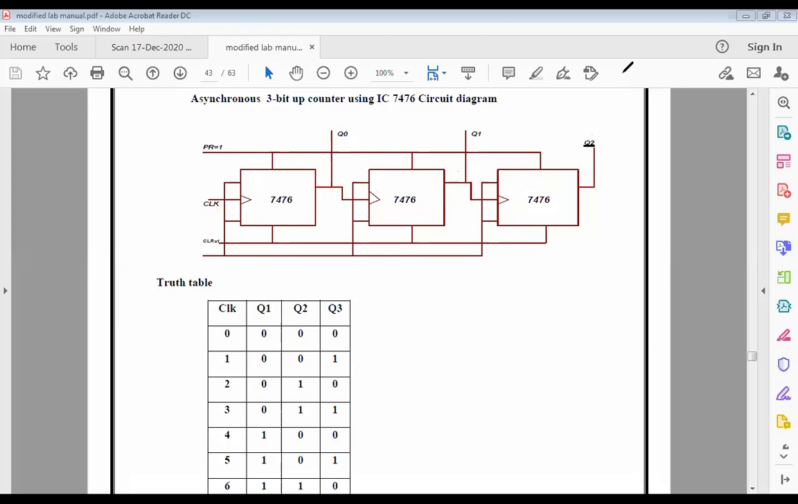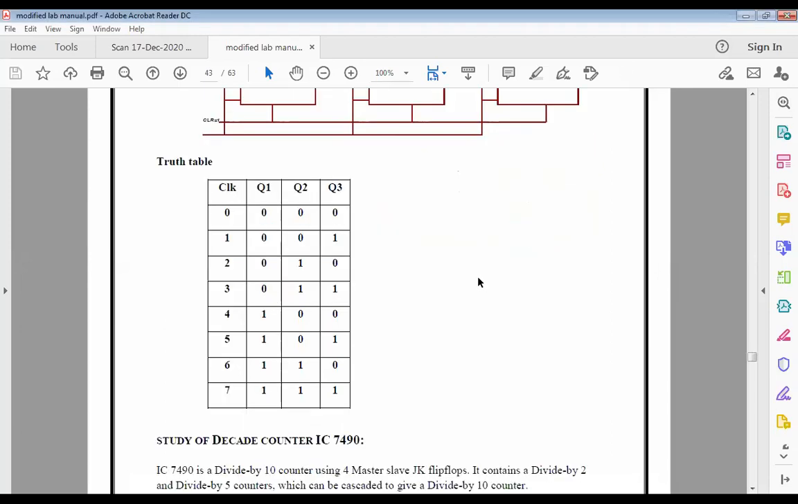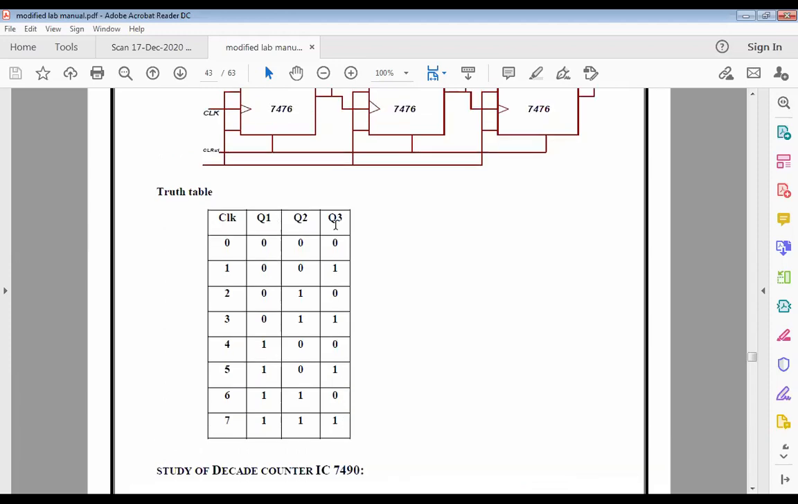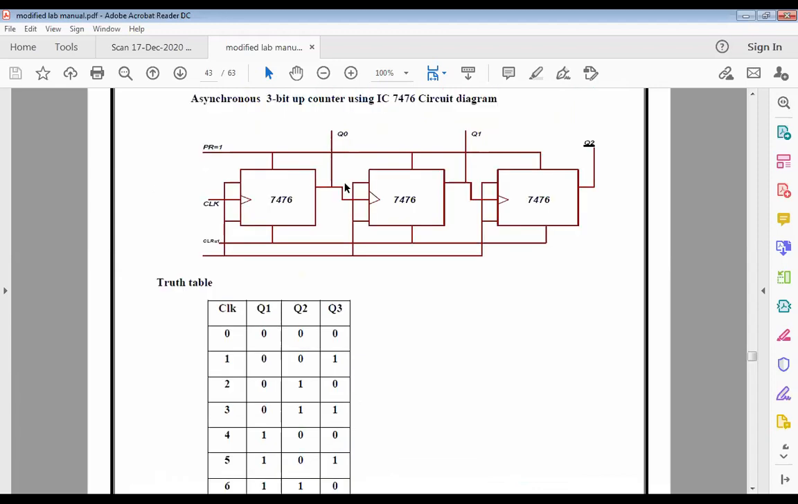Now, when you look at the truth table, you can see that the counting starts from 0, 1, 2, 3, 4, 5, 6, 7, right? So this is as good as increment by 1. As your clock keeps going forward, you will have to wait for the outputs of the previous state, because that is going to drive the values into the next flip-flop.